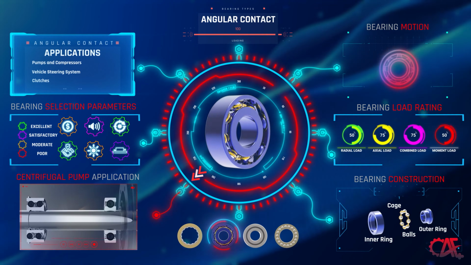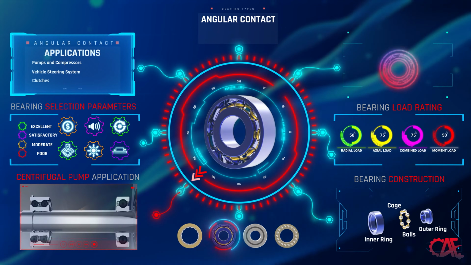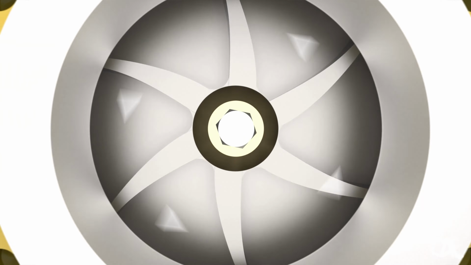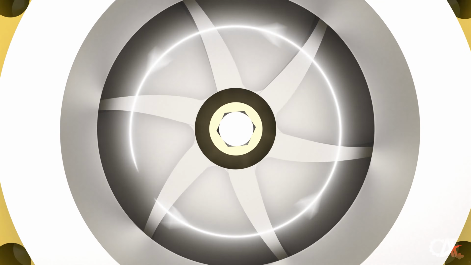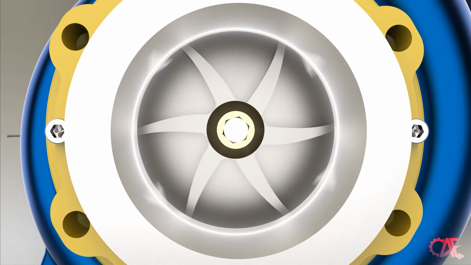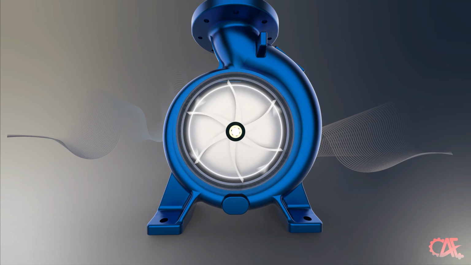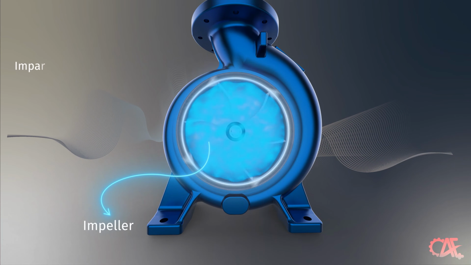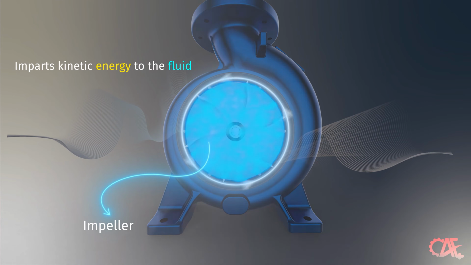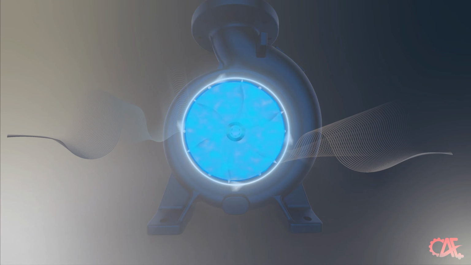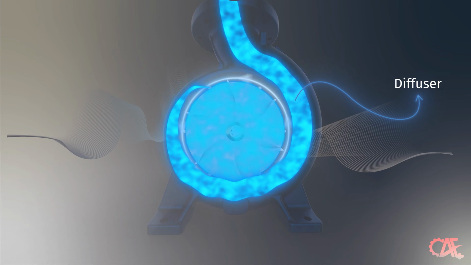Now, let's put their capabilities to the test by illustrating a real-life application. Consider a centrifugal pump, a type of pump that relies on the centrifugal force generated by the rotation of its impeller to increase the velocity of a fluid. As the impeller spins, it imparts kinetic energy to the fluid, pushing it outwards and converting this kinetic energy into pressure energy, propelling the fluid at high speed into the diffuser.